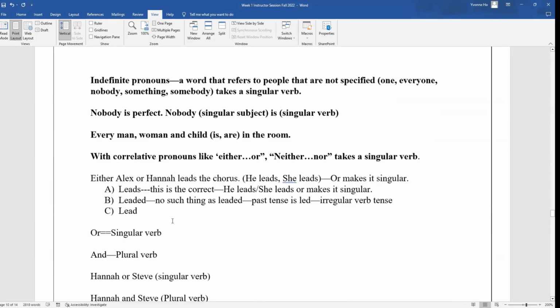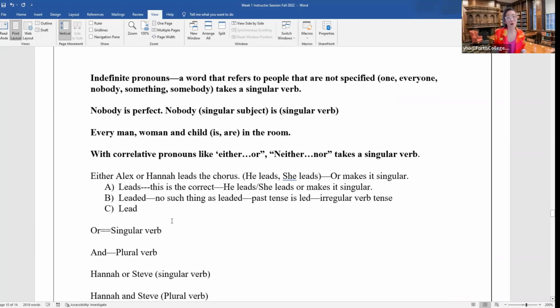And so here I'm going over the same thing I went over before, where I say indefinite pronouns like nobody, nothing, somebody, everybody, every man, woman, and child, all of that always takes a singular verb. So nobody is perfect. You don't say nobody were perfect. Every man, woman, and child is in the room. And then we already went over either or, neither nor are known as correlative pronouns.